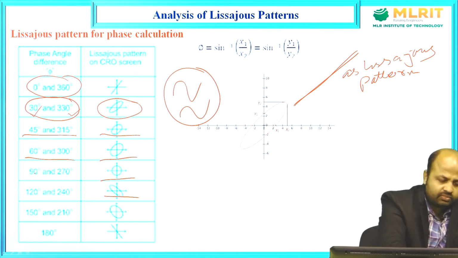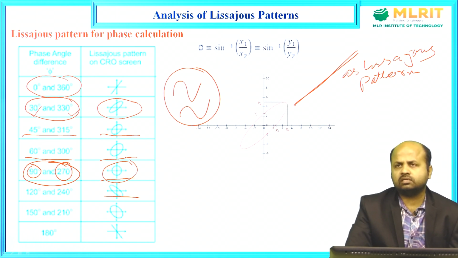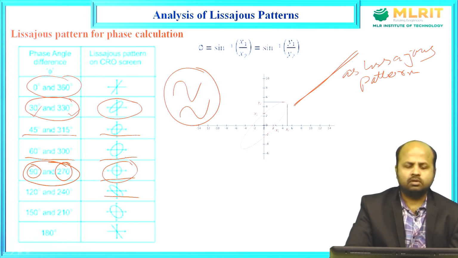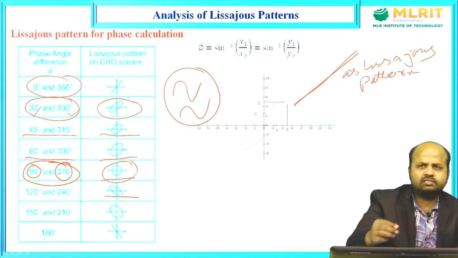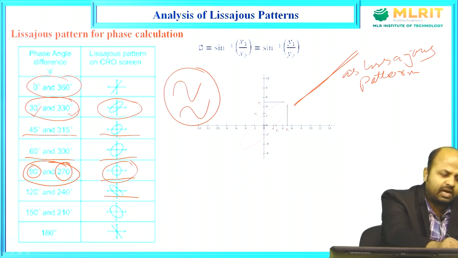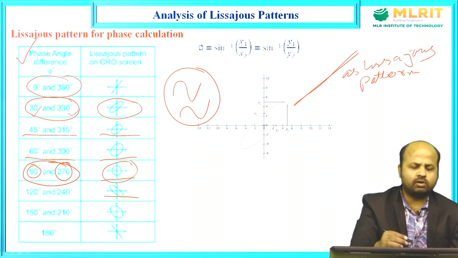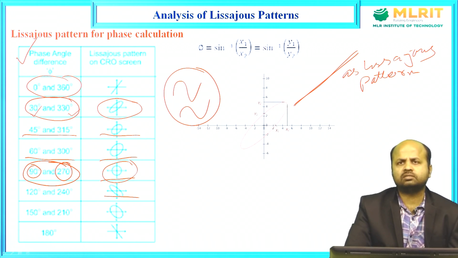See, when the phase difference between the sine waves is 90 degrees or 270 degrees, we will get one circle as a Lissajous pattern on a CRO. So each Lissajous pattern can be helpful to determine the phase difference between the two sine waves. So this is one of the applications of the Lissajous pattern.